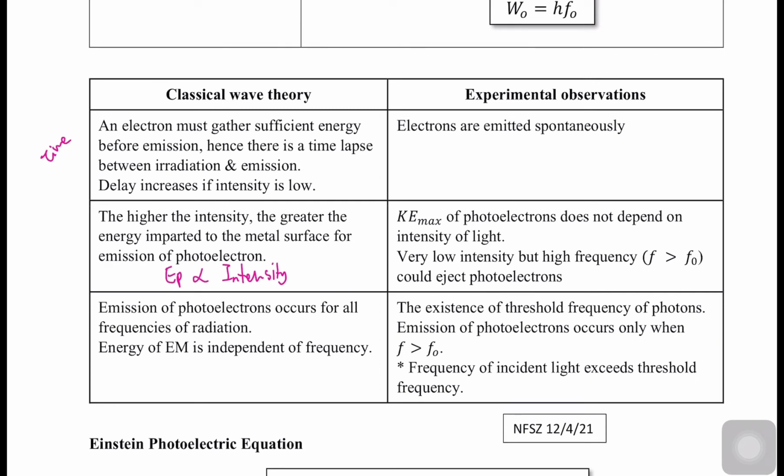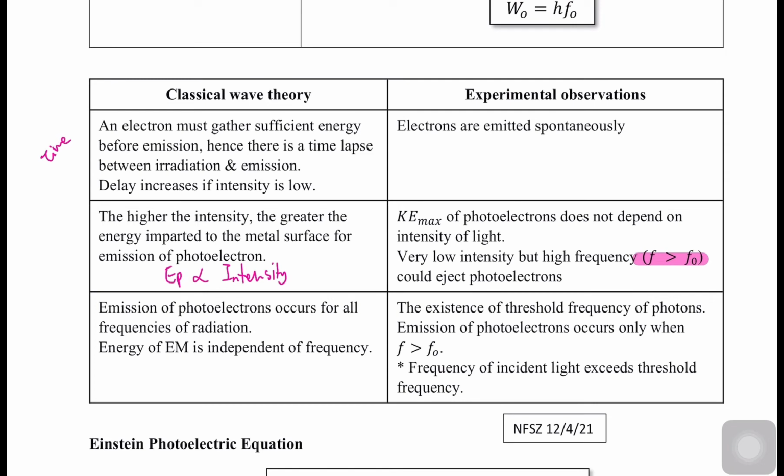So bila kita buat eksperimen, dia kata maximum kinetic energy of the photoelectrons does not depend on the intensity of the light. Okay, very low intensity but higher frequency. So bila kita guna, walaupun dia malap, tapi because the frequency of the photon is greater than threshold frequency, there are still some ejections of photoelectrons. Okay, so maksudnya dia tak depend dengan intensity lah, dia depend dengan frequency.